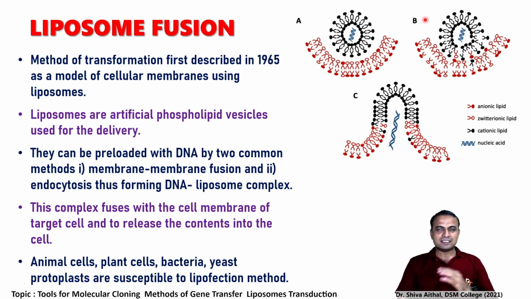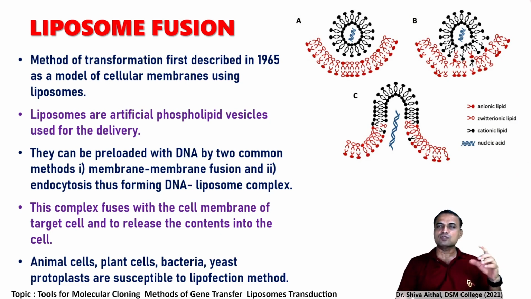But it is not as simple as I just mentioned. This method, which was first described in the 1960s as a model for cellular membranes, is the use of artificial phospholipid vesicles, and this is used for delivery of your gene of interest into the host. Now, using this technique, the DNA is preloaded by two common methods, that is either membrane fusion is done, or the second is endocytosis, where a DNA liposome complex is formed. We will see how that ultimately enters into the host by endocytosis.